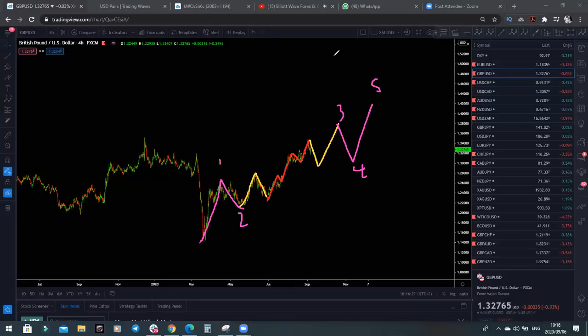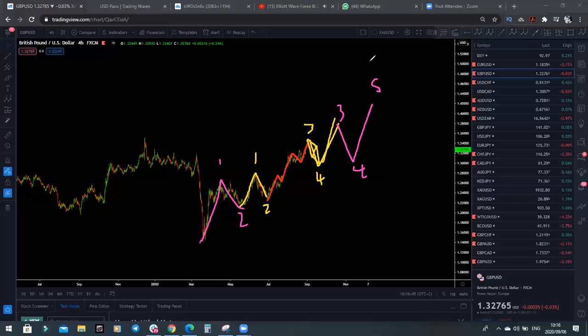Okay, but we are now in this. Let's go here, 1, 2, 3. So the pullback that we're seeing here is this wave 4. The question is whether this wave 4 in yellow has completed. This is what I've shown here. Are we going to push up higher, or this push to the upside can just be a 3-wave correction. We get the wave 4 and then a push to the upside. Whatever pullback we get, we know that the trend is still upside looking at this.